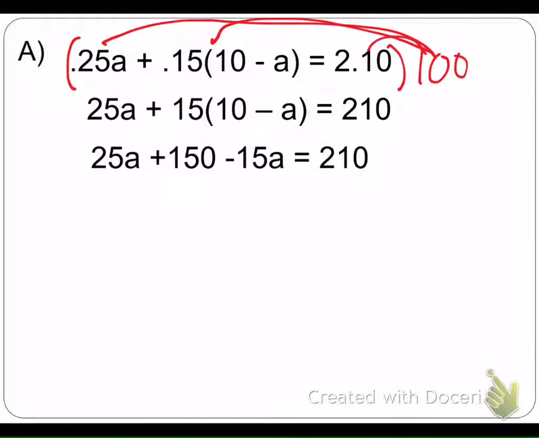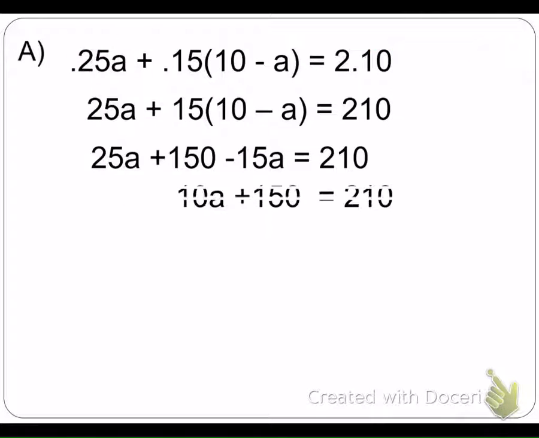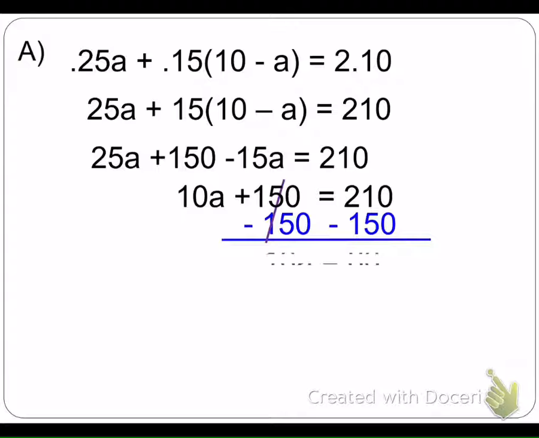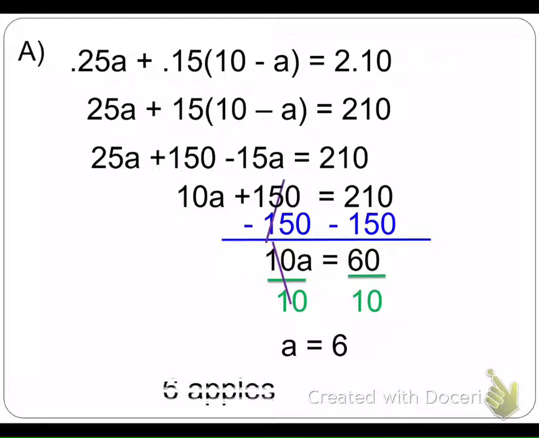All right, now we can do like terms. So 25A minus 15A is what? 10A. Then subtract 150 from both sides. 10A equals 60. So A equals 6. Good. So that's 6 apples.